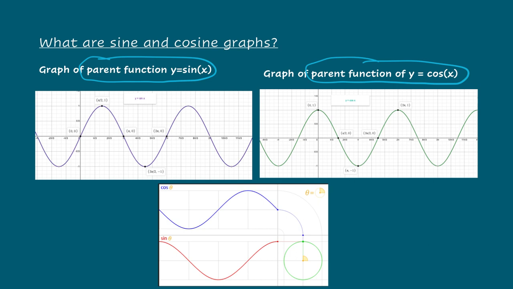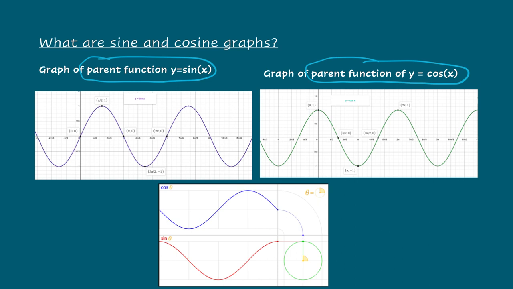And what parent functions are, those are what we've heard of with any type of graph, and they are the unaltered form of your equation. All right, so if you think of y equals x, that is the parent linear function, right? So if I were to change that to y equals 3x plus 2, that's still a linear function, but it's not the parent function. It's been altered in some way, right? Because we've changed the slope and the y-intercept.